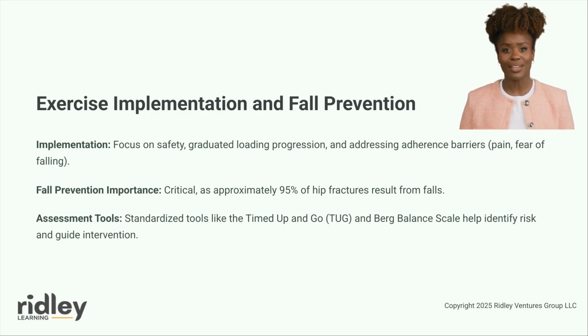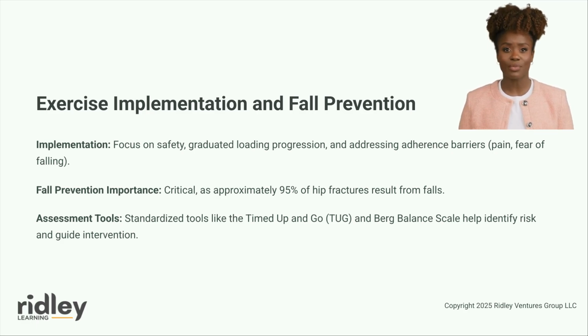Common barriers to exercise adherence include pain, fear of falling or fracture, lack of access to appropriate programs, competing time demands, and insufficient motivation. Addressing these barriers through individualized education, supervised programs, group-based social support, and regular follow-up can enhance long-term participation. Fall prevention represents a critical component of fracture risk reduction.